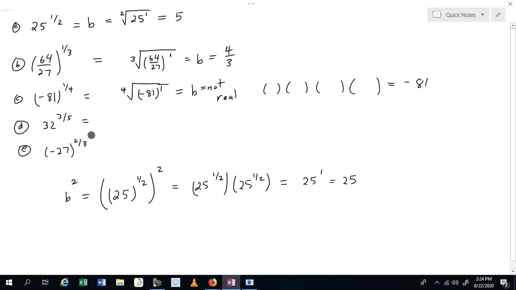Okay, D. So 32 raised to the 3/5 power. All right, what does this mean? This means you take the 5th root of 32 raised to the 3rd power.